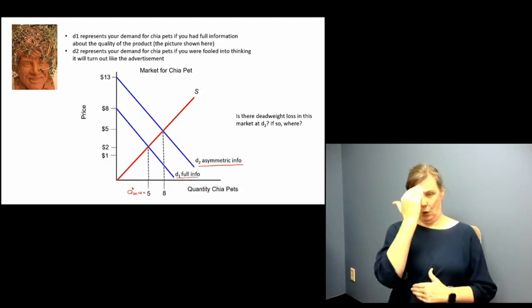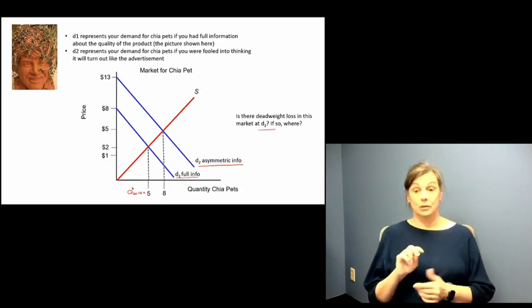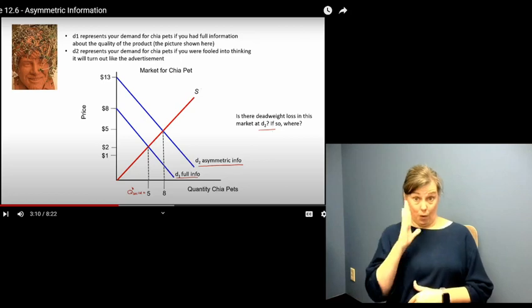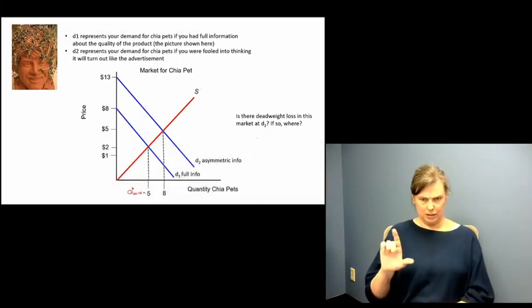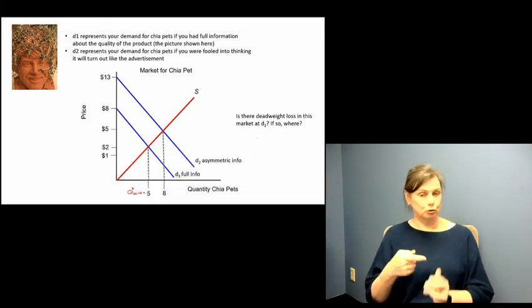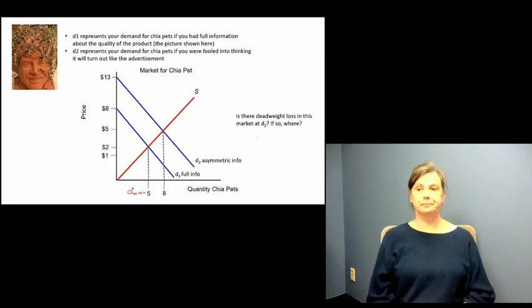So is there deadweight loss at D2? And if so, where? Pause the video and see if you can find the area of deadweight loss if we're operating at 8 chia pets instead of 5.